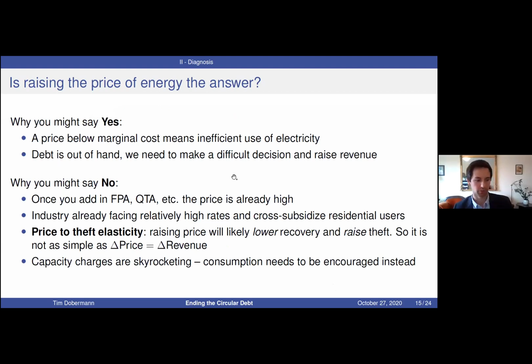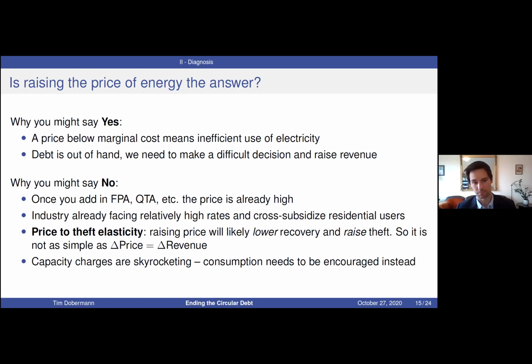But what I actually want to focus on and throw out some open questions to think about is, everyone discusses subsidies, everyone knows the energy sector is subsidized, but what I want to think about is whether raising the price of energy is the right answer. I don't have an answer to this myself, and I'm not taking any stance on this, but you can see two arguments for this. One argument is that conceptually, if the price is below marginal cost, then this means that there's an inefficient use of electricity. So raising the price right now, assuming for those users that the price is below marginal cost, might be helpful from an efficiency point of view.